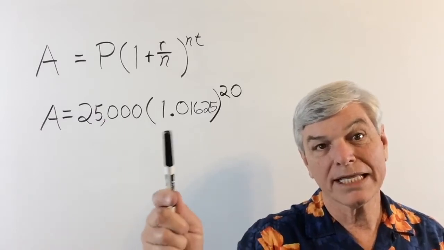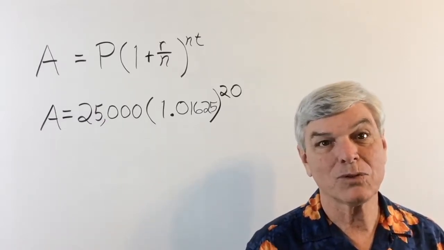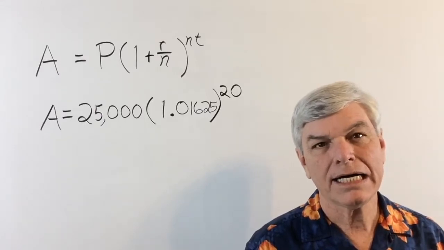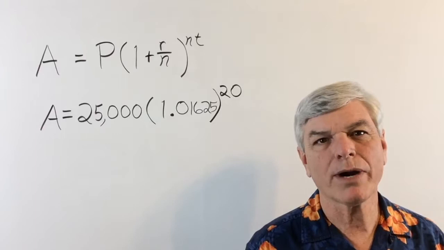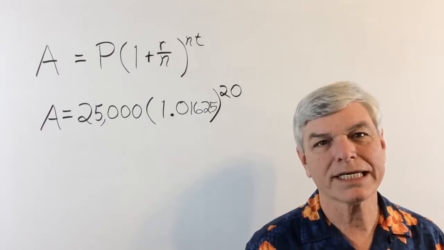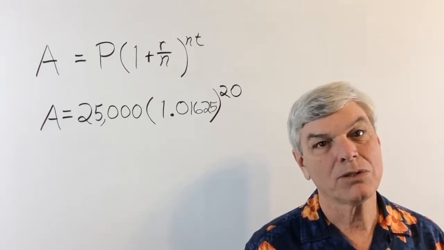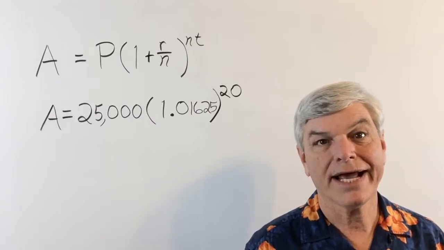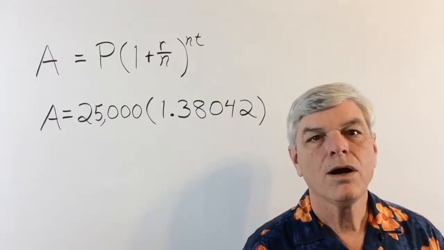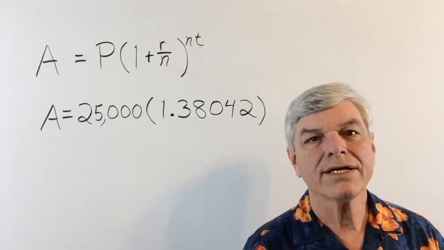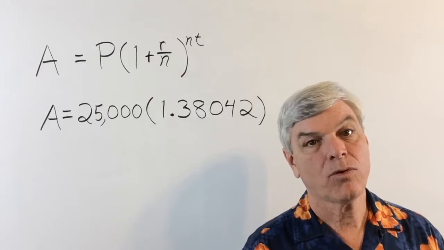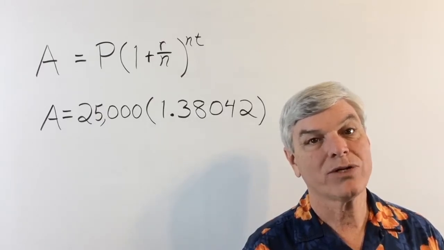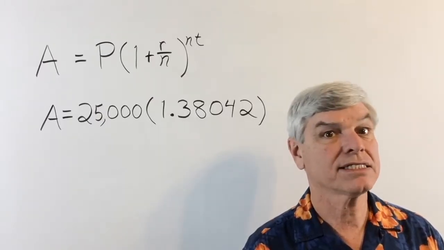Could you multiply this number times itself 20 times? Yeah, I suppose. How long would it take you? Half hour to an hour. How long will it take you with a calculator? No time at all. And that answer is 1.38042.